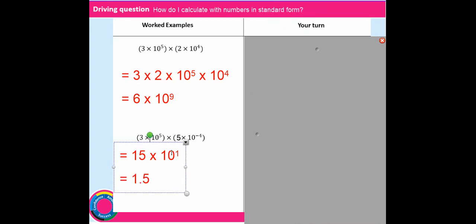Well, 15 times 10 is 150. 1.5 times 10 to the power of what makes 150? 10 squared. Or I like to think of it as we've taken a 10 from here, we've divided by 10 from here, so we multiply by 10 over here so that we maintain the same value. So we've divided this one by 10 and multiplied this by 10. Now we have our answer in standard form.